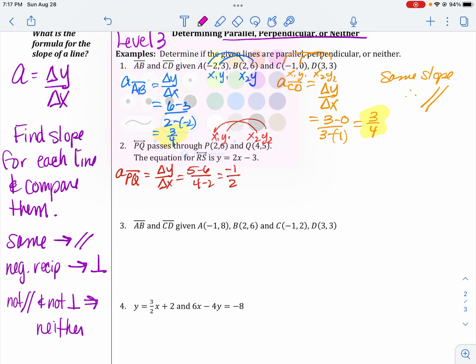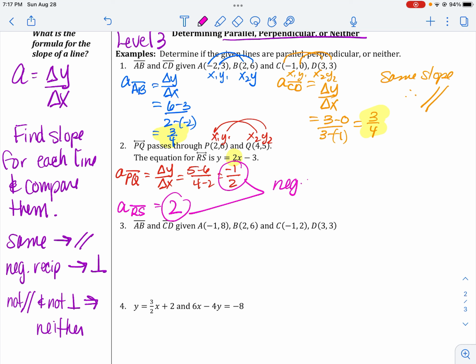The slope for my second line, the slope of RS, that comes from my equation right here. So that slope is 2. So when I compare, these are negative reciprocals. Negative 1 over 2 and 2 over 1. The signs change and the fraction flipped. Therefore, these are perpendicular.